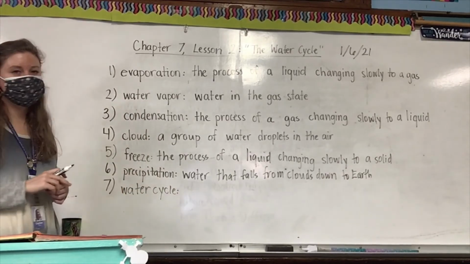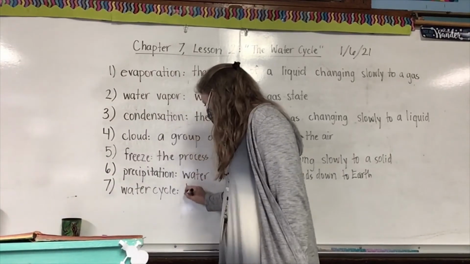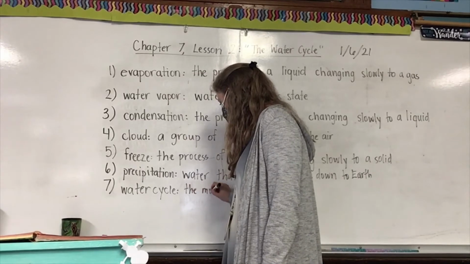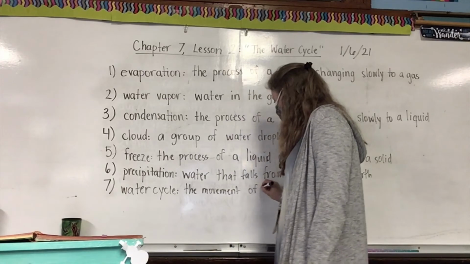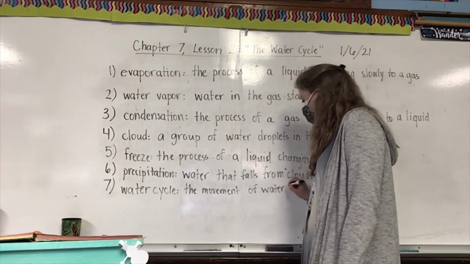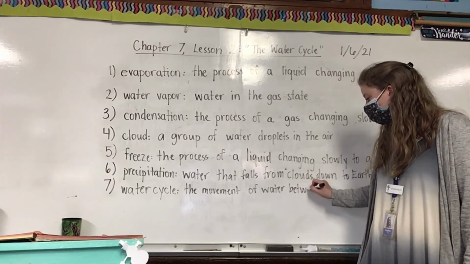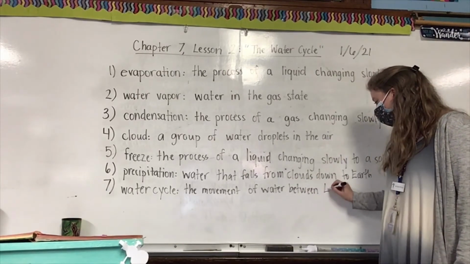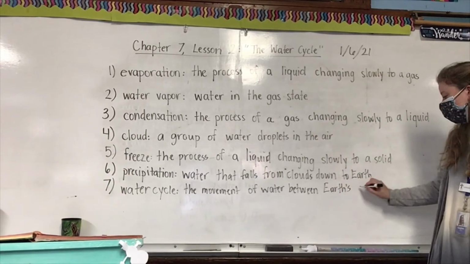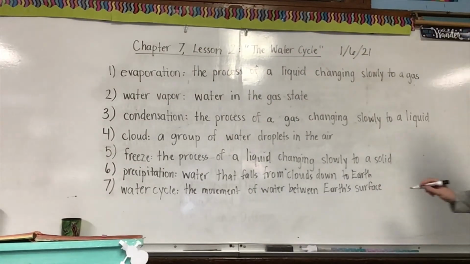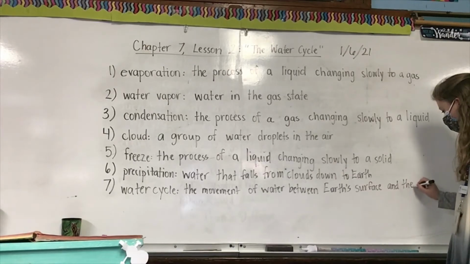And what is the water cycle, Cullen? It is the movement of water between Earth's surface and the air. So the water cycle is the movement of water between Earth's surface and the air.